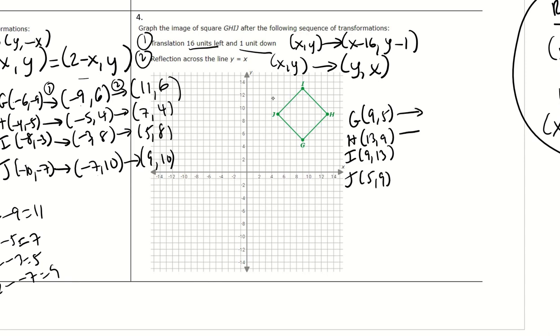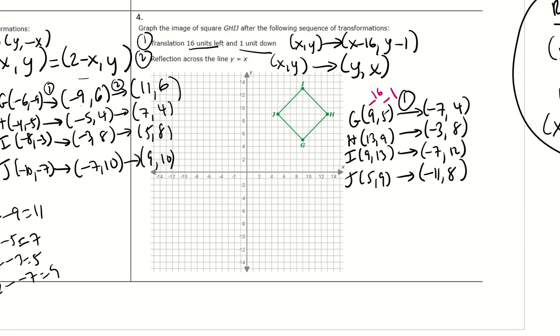All right, so let's transform the first using the first transformation rule. So we're going to subtract 16 and then subtract 1. So we're going to do -16, -1. So 9 minus 16 is -7. 5 minus 1 is 4. 13 take away 16, 9 take away 1. 9 take away 16, 13 take away 1. 5 take away 16, and then 9 take away 1.